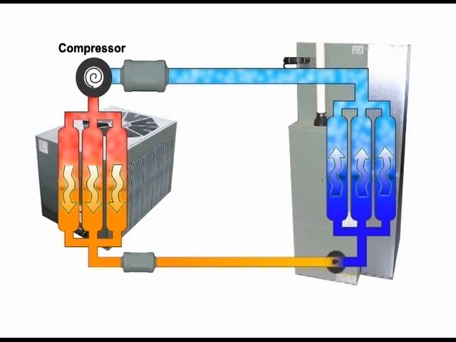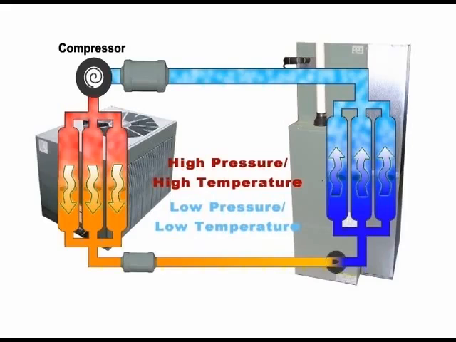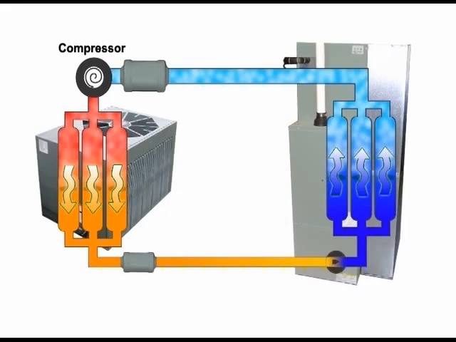By compressing the refrigerant, the pressure of the refrigerant is increased, which also increases its temperature. Remember, high pressure, high temperature, low pressure, low temperature. Okay, so now we have refrigerant at a high temperature. Is that good? Yes, it is. From the output of the compressor, the high temperature refrigerant now enters what is called the condenser.